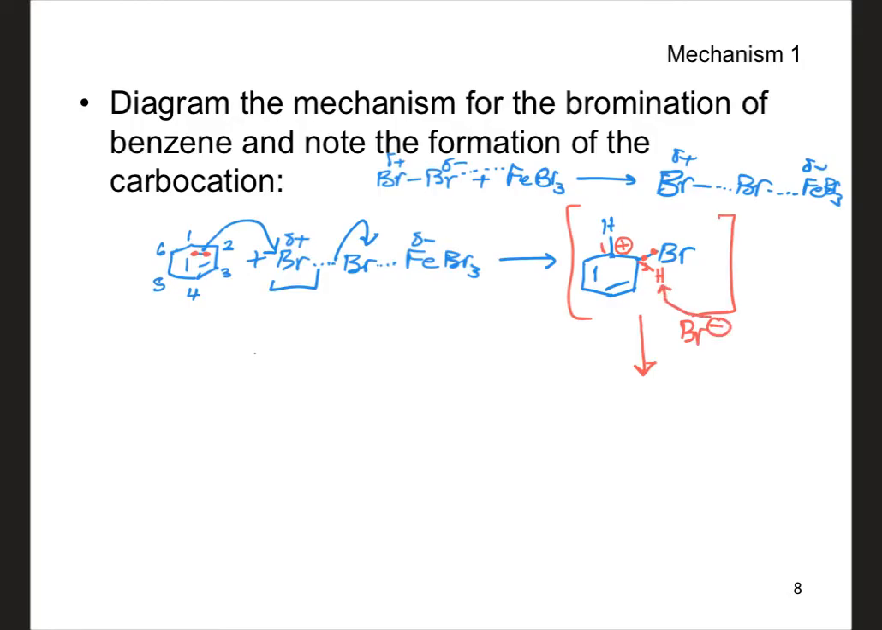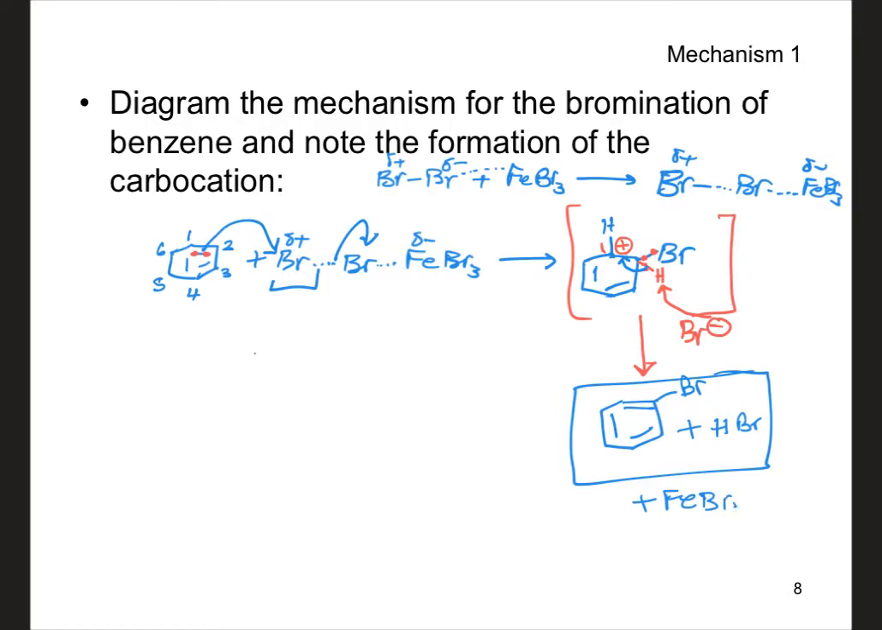So that Br minus is going to come in. It's going to pick up the proton. Electrons are going to go back on the benzene nucleus. Bromine is still connected where it's supposed to be. HBr is your side product. And of course the FeBr3, that was the catalyst, so it had to get regenerated again, right? So that's how you get the formation of bromobenzene from benzene.